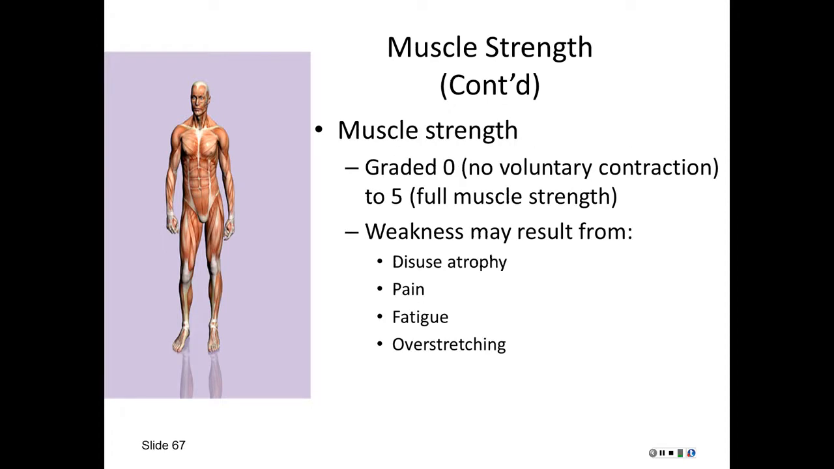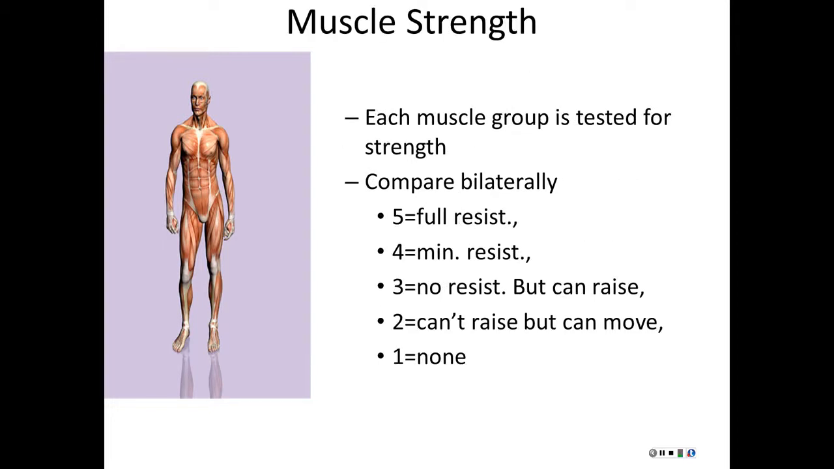Okay, muscle strength, grade 0 is no voluntary contraction to 5, full muscle strength. Weakness can result from disuse, atrophy, pain, fever, or overstretching. And then the muscle strength, each muscle group is tested for their ability to resist. Like 5 is full resistance, 4 minimal resistance, 3 no resistance, but they can rise. 2 can't rise but can move, and 1 is no muscle strength whatsoever.